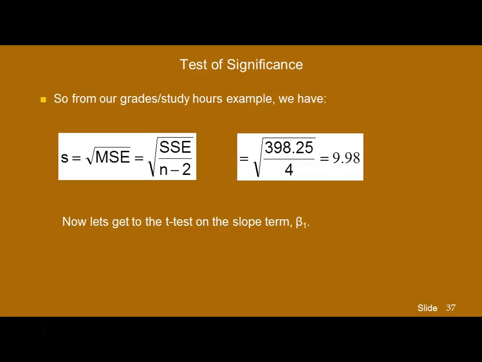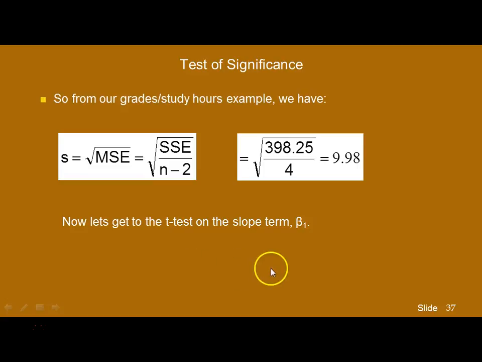In the problem we've been doing, the grades and study hours example, if you go back a little bit in the presentation, you will remember that we had an SSE of 398.25. N minus 2 is 4. We had 6 observations in our regression, so n minus 2 is 4. So 9.98 would be s, our estimate of sigma.